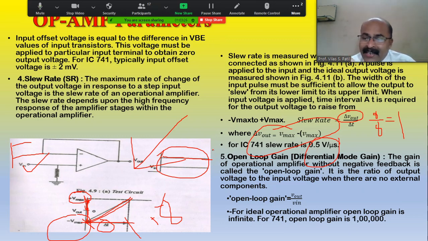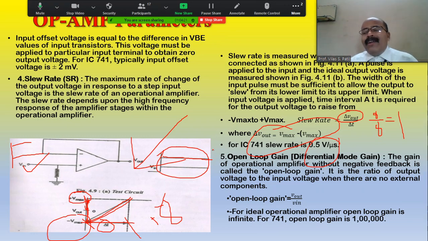And generally, for the operational amplifier 741, the slew rate is 0.5 volt per microsecond. Means that the output voltage of the operational amplifier will increase 0.5 volt for each microsecond. If we take the time interval of 2 microsecond, then the change in output voltage is 1 volt. If we take time interval of 3 microsecond, then the change in output voltage will go from 0 to 1.5 volt.